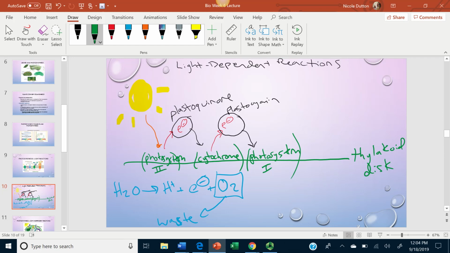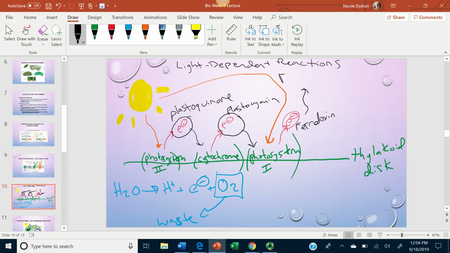Now, photosystem 1 actually requires more light. So another photon of light from the sun is going to hit photosystem 1, and that is going to excite the electron again. And this time, that electron is transported by ferredoxin to an enzyme known as ferredoxin reductase, which is away from the thylakoid membrane.